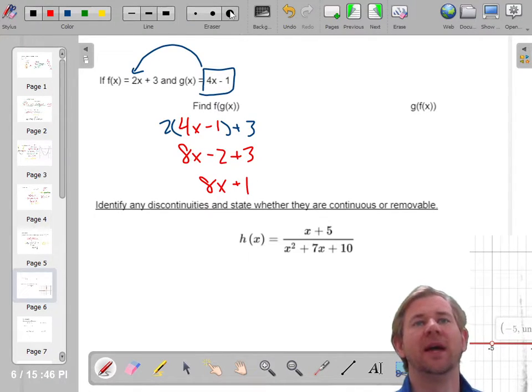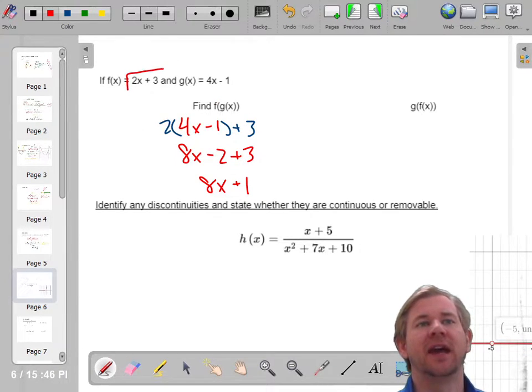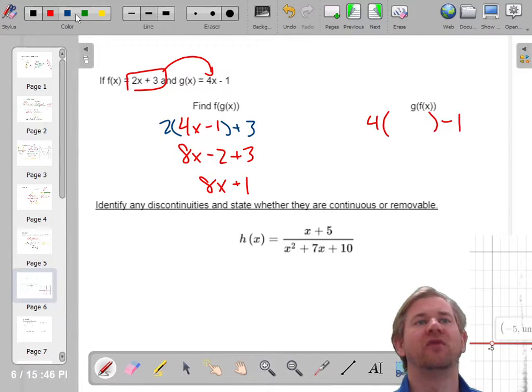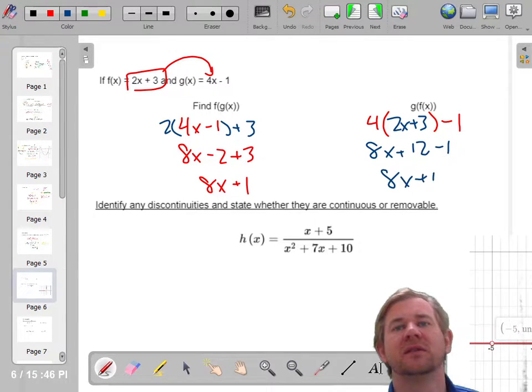And I can go the other way. This one says g of f of x. So that means take f and plug it into g. So not 4x minus 1, but 4 times 2x plus 3. So 8x plus 12 minus 1 is 8x plus 11.